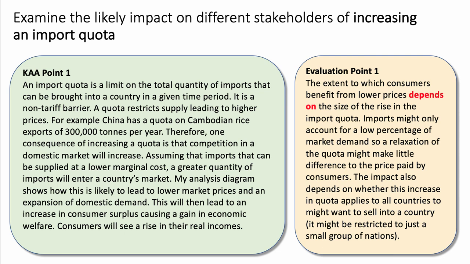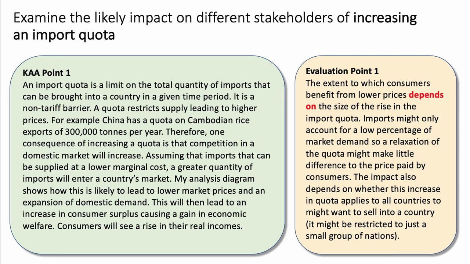My evaluation point this time is the extent to which consumers benefit from lower prices depends on how big is the rise in the quota. It could be the case, for example, in a market that imports are a relatively small percentage of the market. So even if you relaxed the quota and got rid of it completely, it wouldn't make a big difference to price. The impact also depends on whether this is a trade liberalisation just applied to one country. So Cambodia, for example, is allowed to export a little bit more rice into China. Or is it applied to many different countries? For example, if we get rid of quotas on sugar or textiles, that's going to have a much bigger effect than if the quota relaxation is applied to just one country on its own. That's my evaluation point.